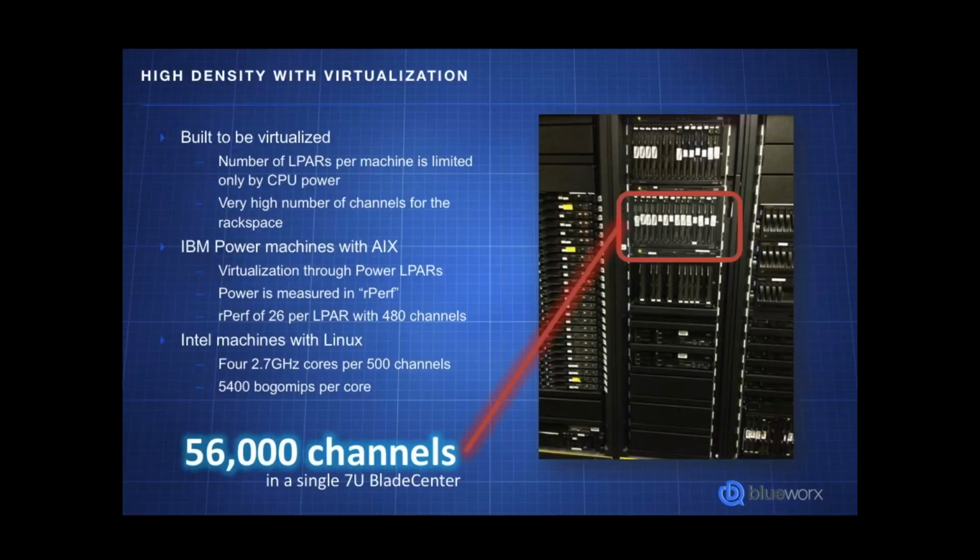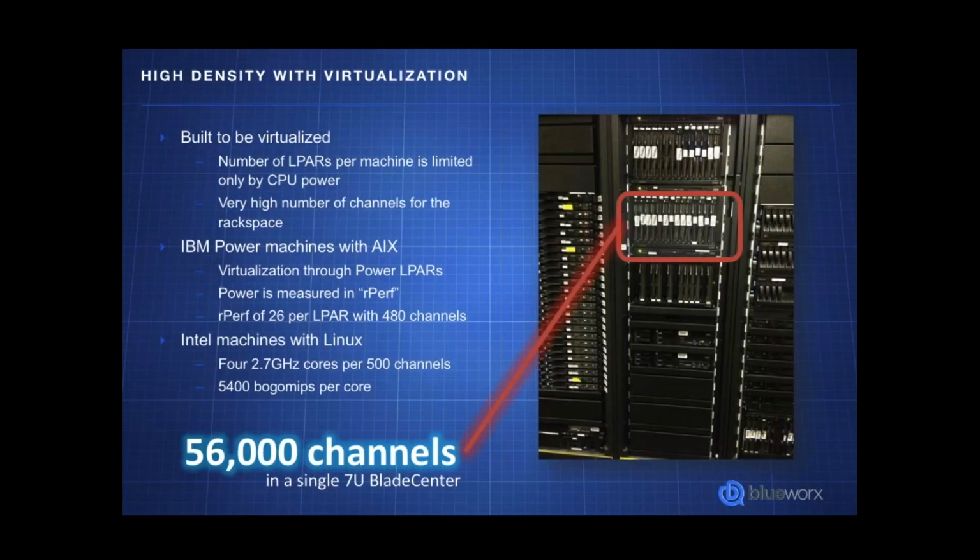I mentioned that high density and virtualization has been the key focus for the last few years, and now we really are built to be virtualized. The number of LPARs, logical partitions, that's AIX speak for a virtual machine, is limited only by CPU power now. We used to be limited to 2 VMs per physical machine, then we increased that, and now we've made it unlimited. So you can achieve a very high number of channels for a certain amount of rack space. In fact, in that photo there, you can see that blade centre is running 56,000 channels, and we're pushing to increase that all the time.